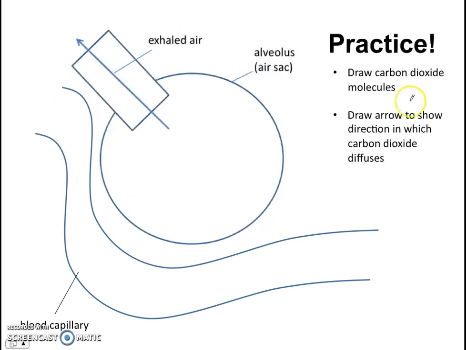So as a result, oxygen will move by diffusion from the lungs, from the alveolus, into the capillary. Now, I would like you to do the same practice, but this time to show the movement of carbon dioxide, and you can use a square to represent carbon dioxide molecules. So once again, pause the video here and play again once you're done trying.